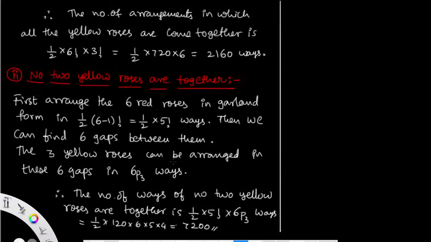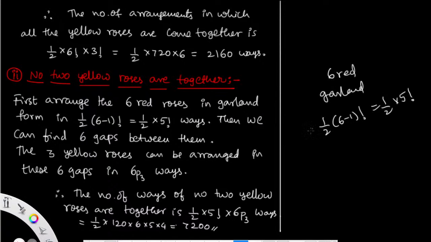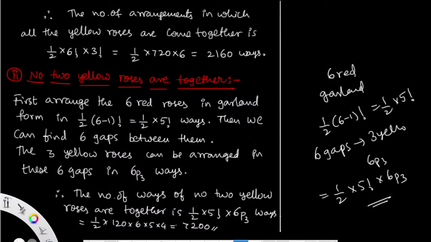Then the second question is, no 2 yellow roses come together. No 2 yellow roses means you have to use the gap method. First arrange the 6 red roses into garland form. That is half into 6 minus 1 factorial, that is half into 5 factorial ways. Then we find the gaps among the 6 red roses: 6 gaps. In these 6 gaps you can arrange the 3 yellow roses, which can be done in 6P3 ways. Therefore the total arrangements are half into 5 factorial into 6P3 ways. This is the answer of question number 4.